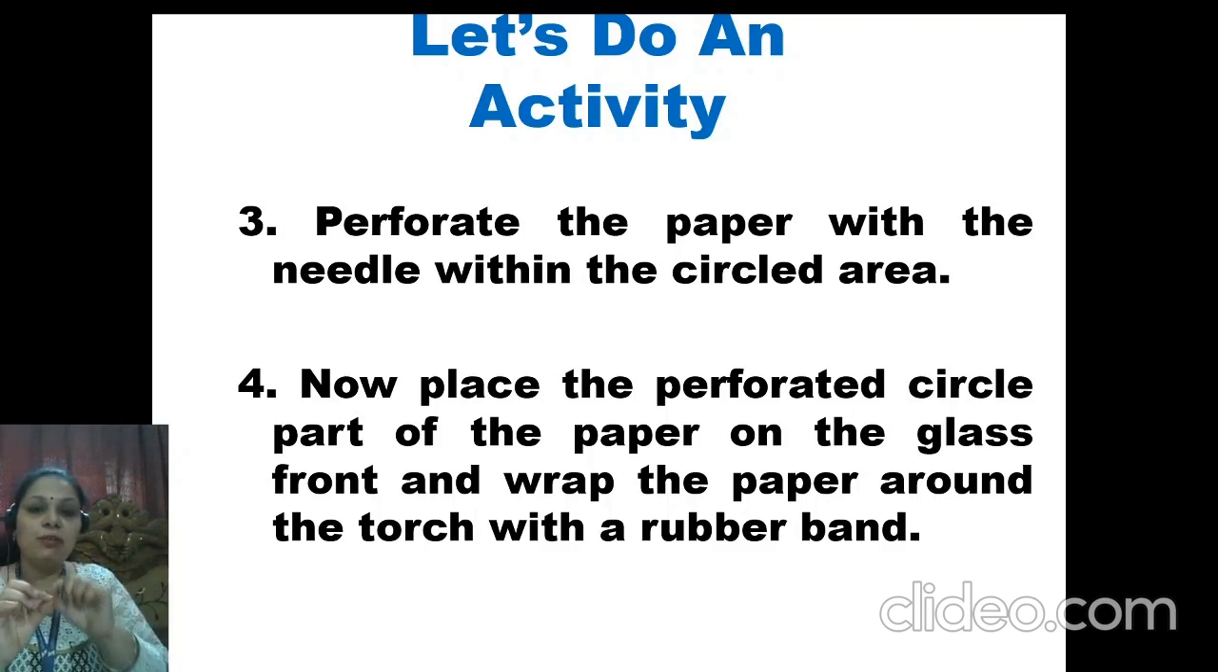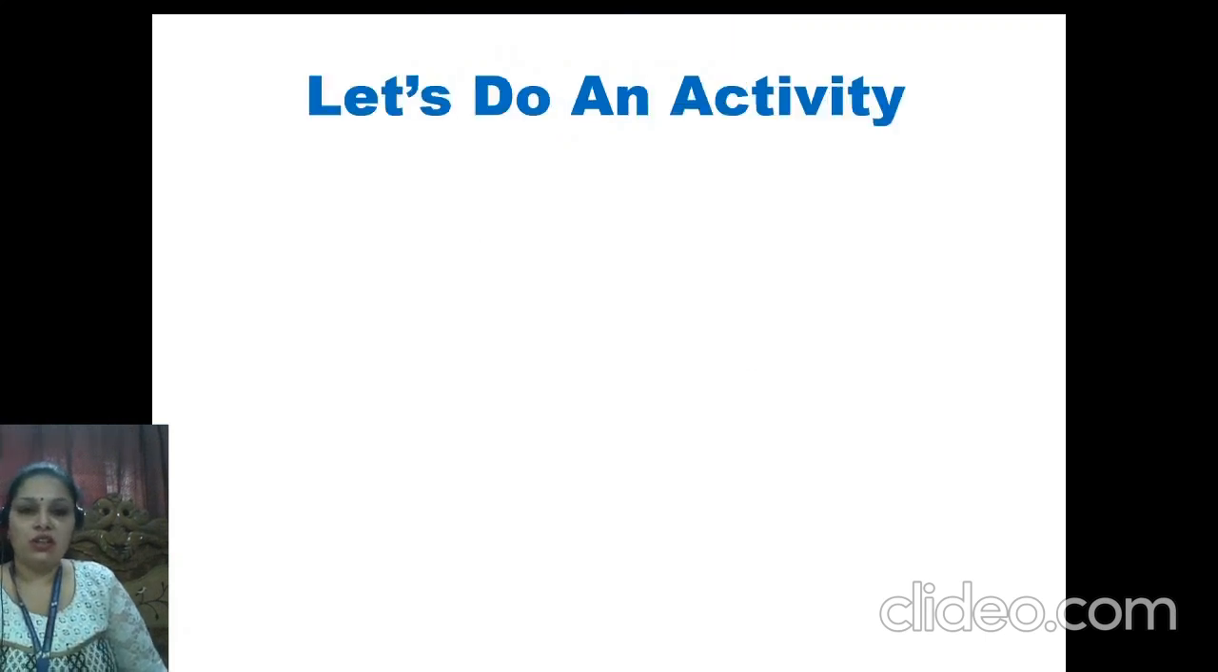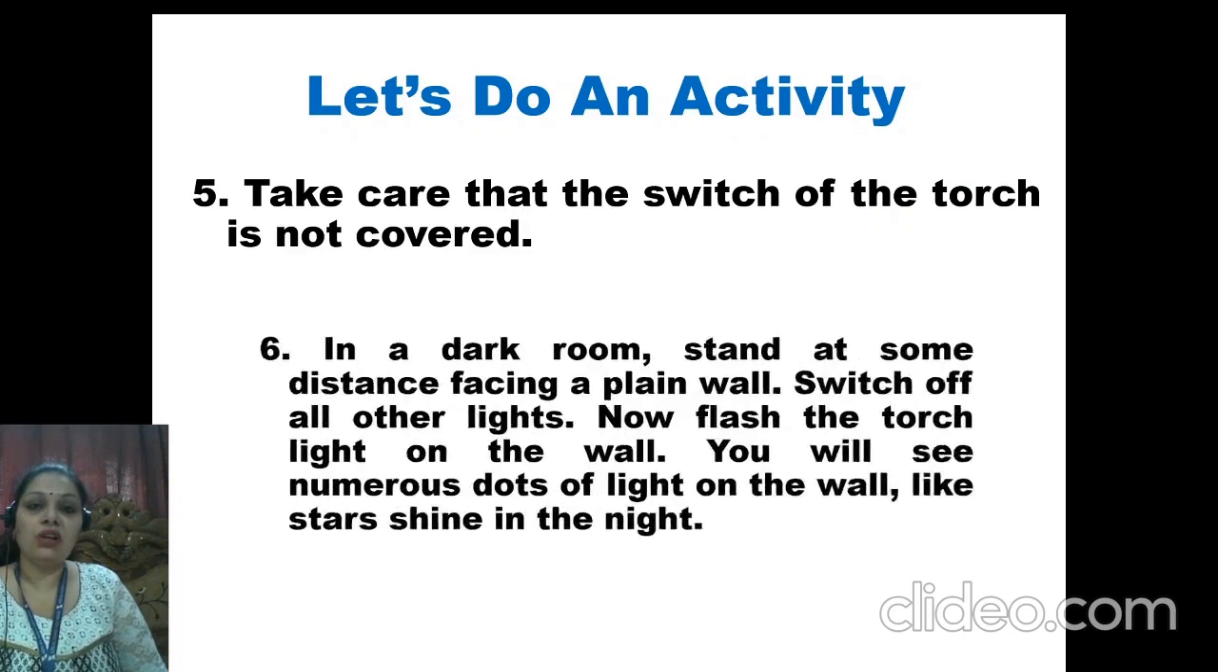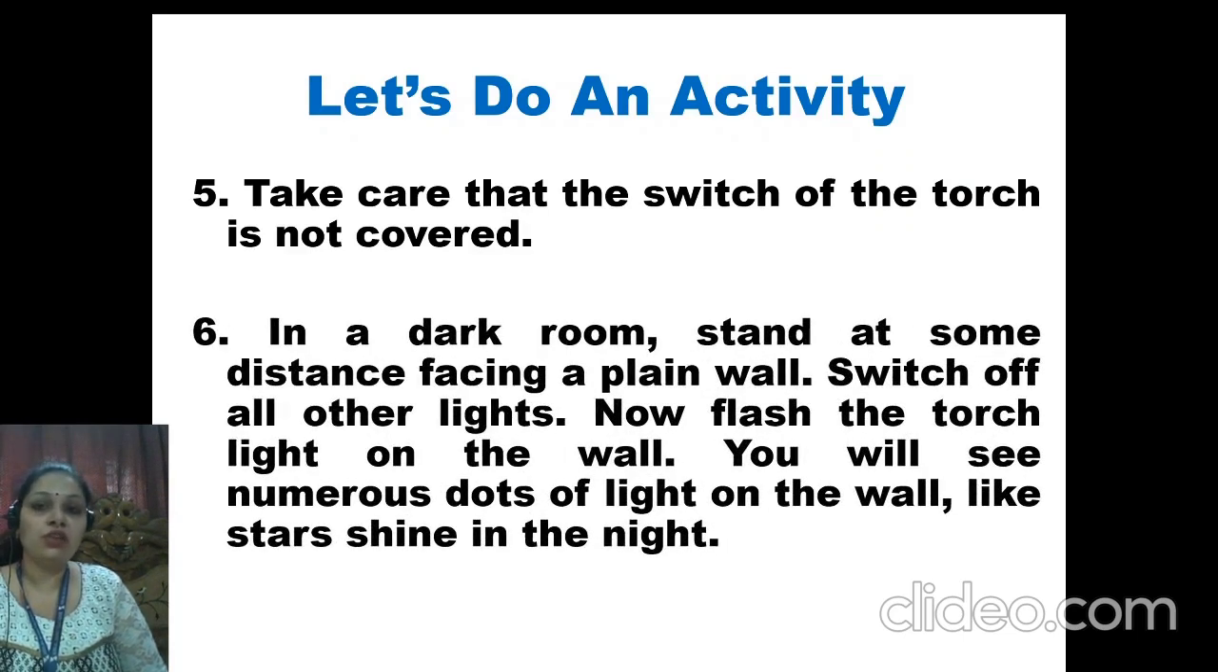So when you perforate the paper with the needle within the circle which you have placed on the torch, then you have to place the perforated paper in front of the glass of the torch and wrap the paper around the torch with a rubber band. So when you put that perforated paper on the glass of the torch, you have to tie a rubber band from the back of the torch. Now at step 5, take care that the switch of the torch is not covered. Take care that the switch of the torch is not covered with the paper. Otherwise, how will you switch the torch off and on?